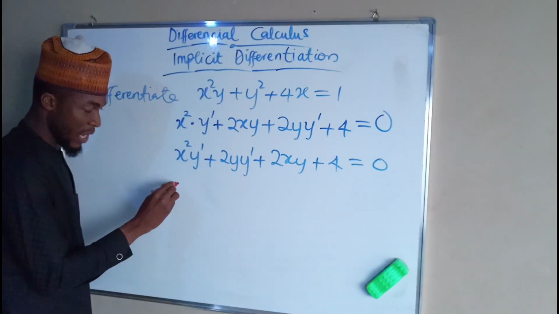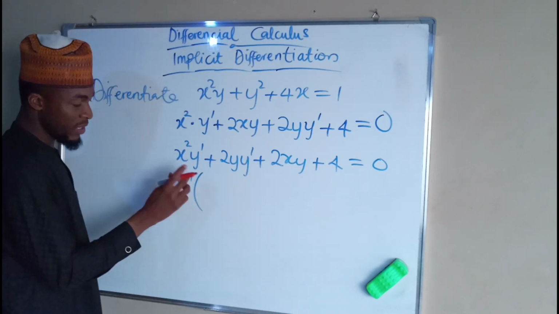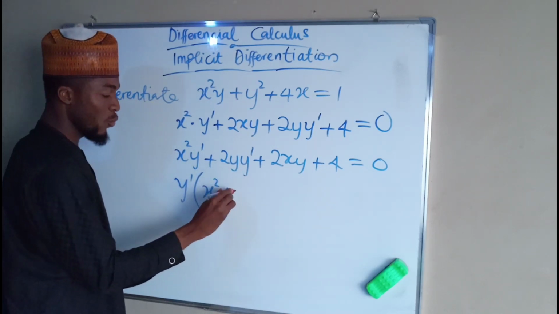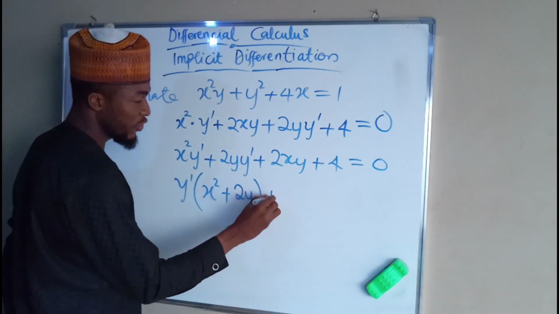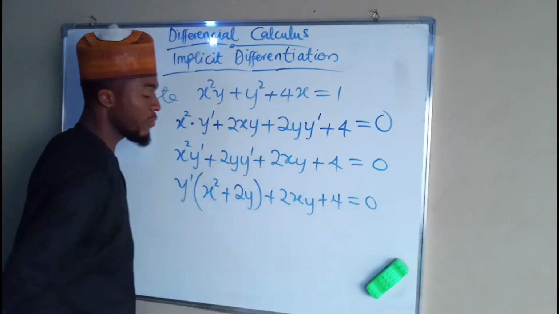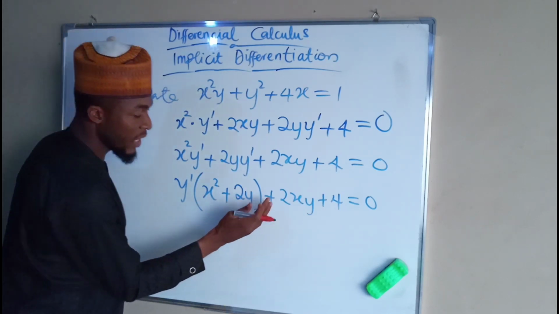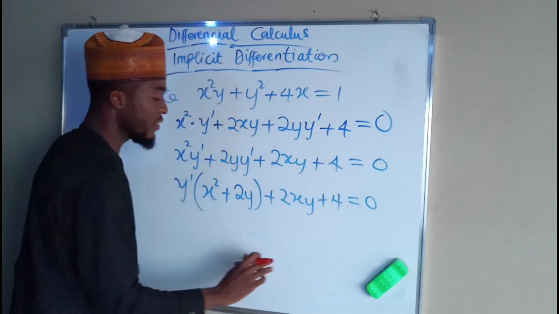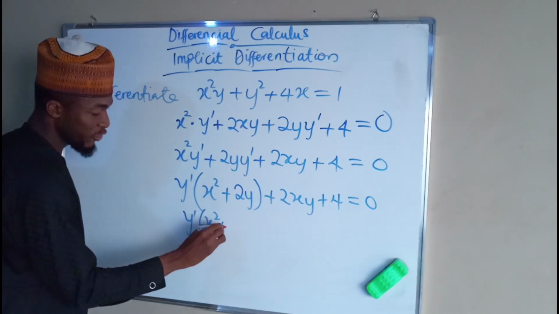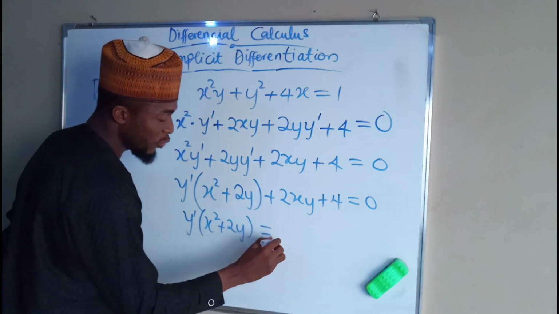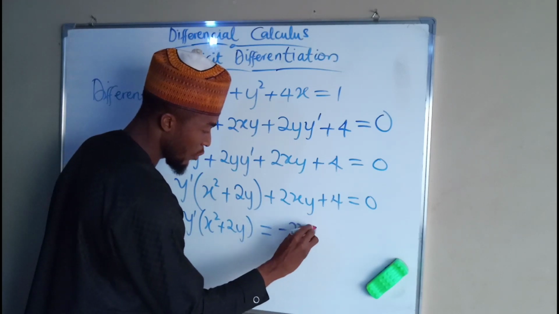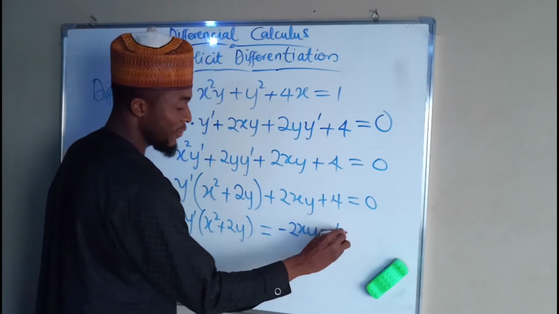By factorization, I will have y prime out, then inside the bracket I will have x squared plus 2y, plus 2xy plus 4 equals 0. Then now I want to take these two terms to the right hand side, leaving these terms. So y prime times x squared plus 2y will be equal to, if this term crosses the equality sign, it turns to negative 2xy. The other term will change to negative 4.